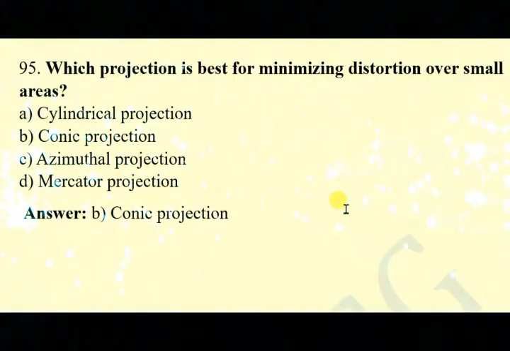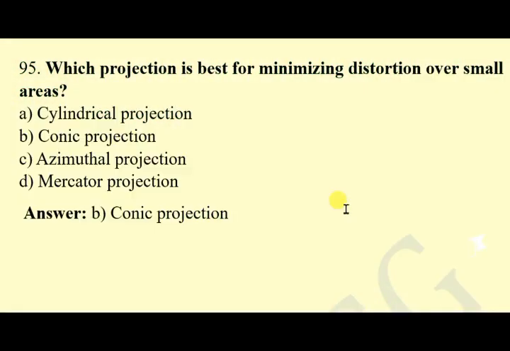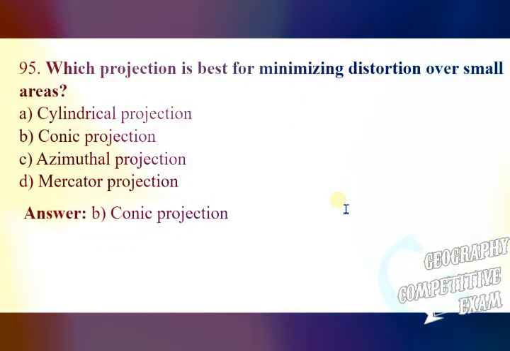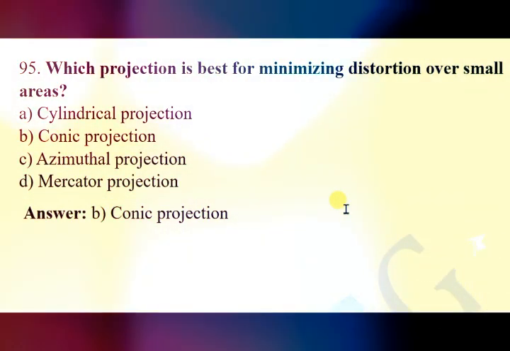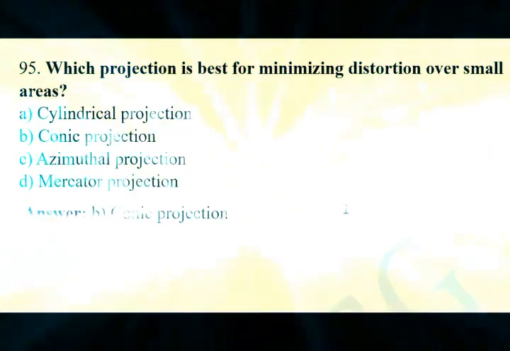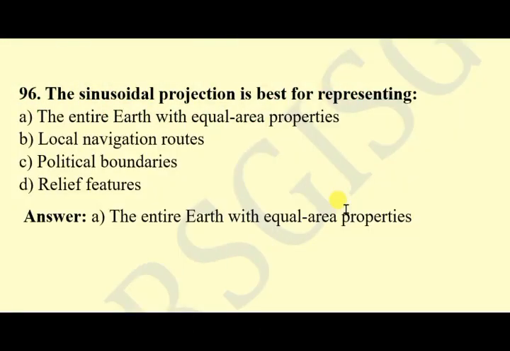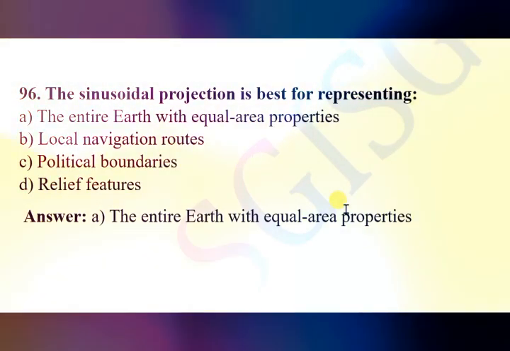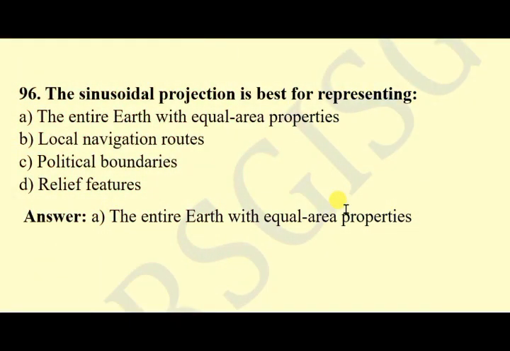Question 95. Which projection is best for minimizing distortion over small areas? Cylindrical projection, conic projection, azimuthal projection, Mercator projection. Here the right answer will be conic projection. Question 96. The sinusoidal projection is best for representing the entire Earth with equal area properties, local navigation routes, political boundaries, relief features. So the right answer will be the entire Earth with equal area properties.